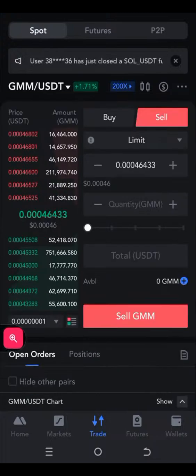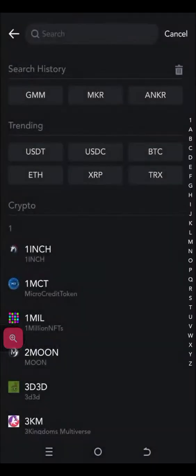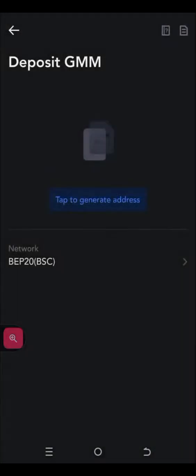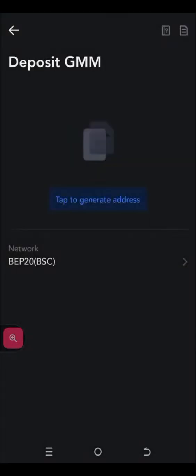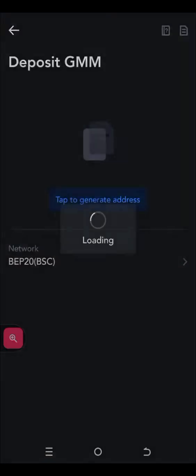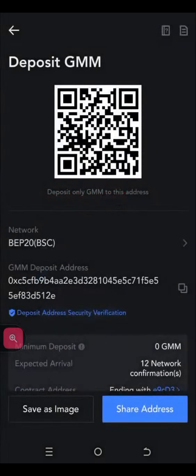I hope the price is still good. Let's click on that. If not, we're going to set a sell limit, whatever it is, right? So we want to deposit it, and then we're depositing GMM. Okay, BEP20, right? That's what we want. Okay, we're going to tap to generate it. So let's see. Ensure. All right. Yeah. Okay, no problem. All right, so everything must match like they say. So this is it. So we're just going to copy it.